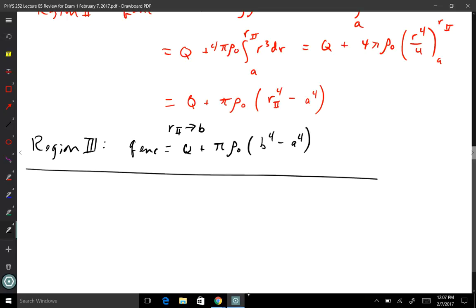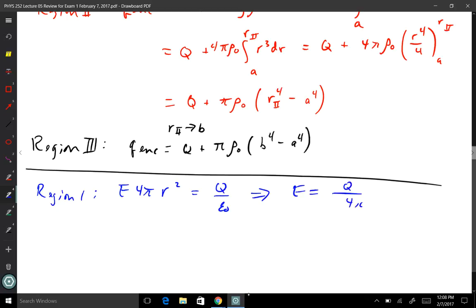And so region 1, E 4 pi r squared equals Q over epsilon 0. E equals Q over 4 pi epsilon 0 r squared equals KQ over r squared, which is absolutely no shocker. It's the same as it is for any other point charge.